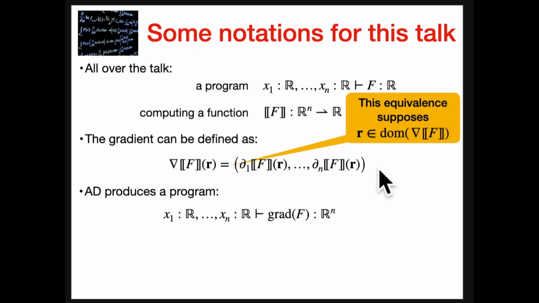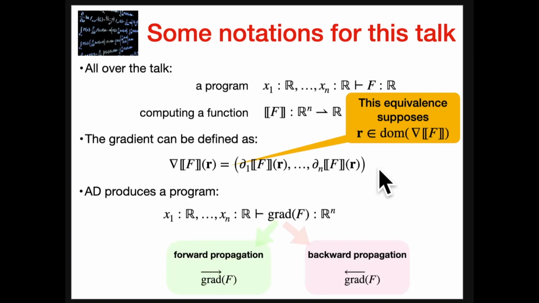Actually, AD provides mainly two different ways for computing the gradient, so two different definitions of grad f, the forward propagation and the backward propagation. The difference is mainly in the way the partial derivatives propagate along the program. Forward propagation goes from inputs to outputs, while backward propagates derivatives from outputs backward to the inputs. Mathematically, the two programs compute exactly the same gradient, of course, but algorithmically they have different performances.